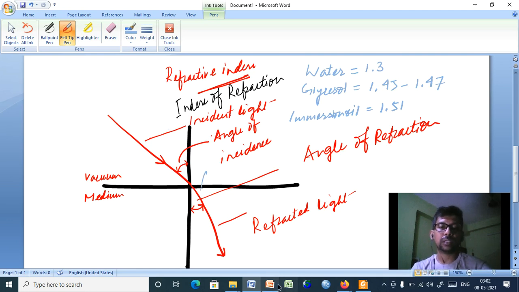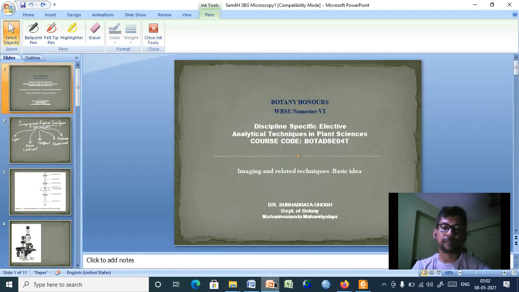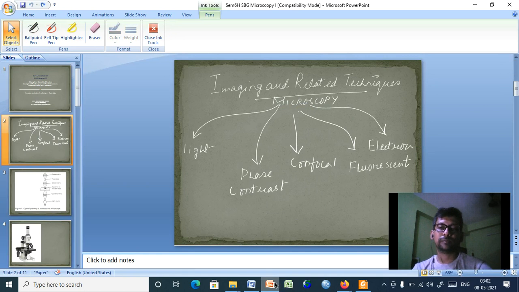Now, please follow the types of microscopes. What do we have to cover? So firstly, the light microscope. This is the basic one. Then we go through the phase contrast microscope, confocal microscope, fluorescent microscope, and electron microscope.